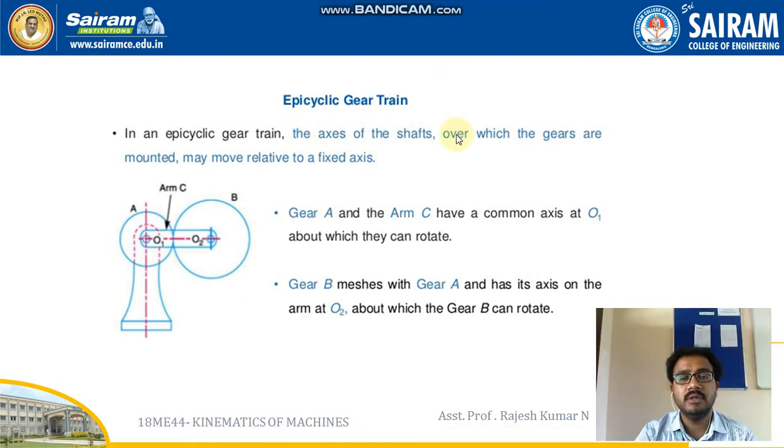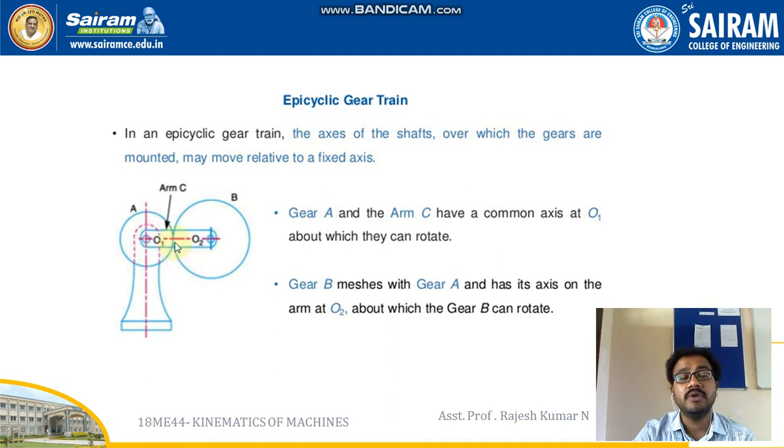Hello everyone. In this video, we will be discussing the epicyclic gear train. In an epicyclic gear train, the axes of the shafts over which the gears are mounted, you can see this, this is the axis of the shaft over which the gears are mounted. I have taken two gears, gear A and gear B, which may move relative to their fixed axis.